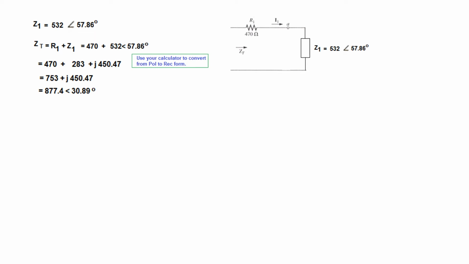So from polar to rectangular we get this value, and now we can add these two real terms. So it will be 753 plus j450.47. We can keep it as it is, or we can also convert this into polar form. We will prefer to do this, and this is the answer. This is the total impedance of this circuit, and this part is the magnitude, and this is the phase angle.